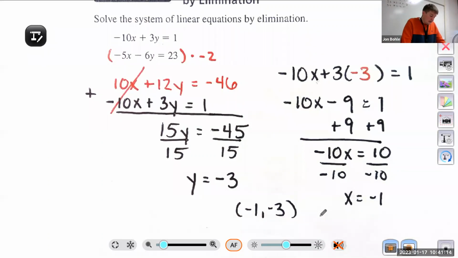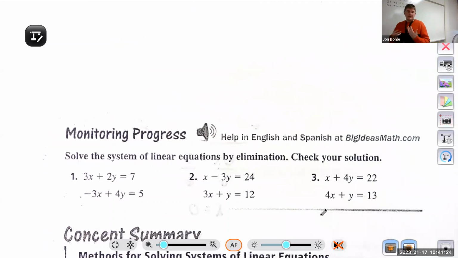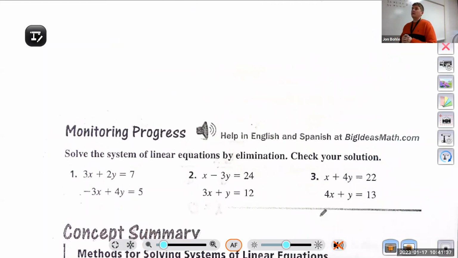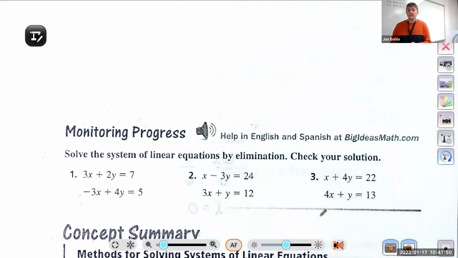Okay, so as I look at the monitoring progress problems 1, 2, and 3, as I look at problem number 1, would I have to do any multiplication there? No. Why not? Because of 3x and negative 3x. I already have opposites, positive 3x and negative 3x. I could just add right away.